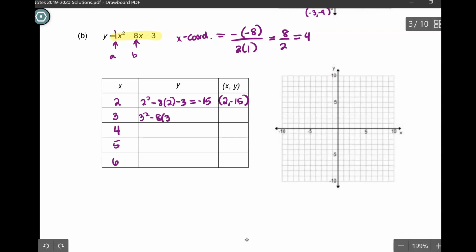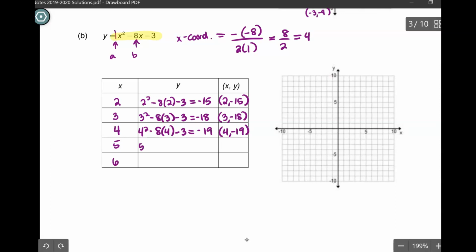3 squared minus 8 times 3 minus 3. So this will be 9 minus 24 minus 3. So this will be a negative 18. Then we have 4 squared minus 8 times 4 minus 3. So that'll be 16 minus 32 minus 3, which is negative 19.